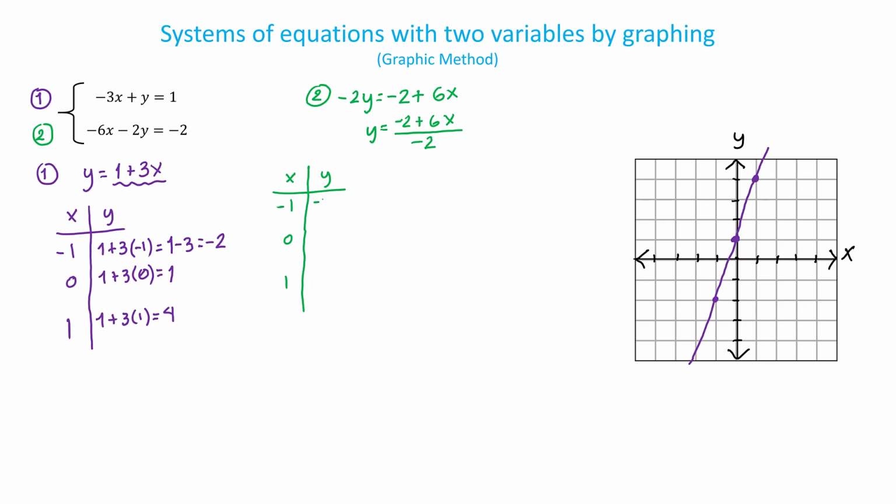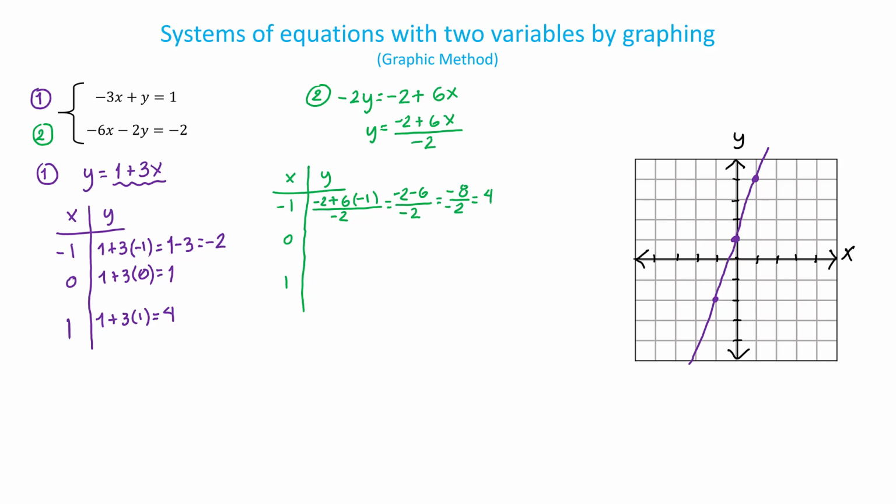So minus 2 plus 6 times x, which is minus 1, over minus 2. Okay, minus 2. 6 times minus 1 is minus 6. So minus 2 minus 6 over minus 2. Minus 2 minus 6 is minus 8 over minus 2. And minus 8 over minus 2 gives us 4.